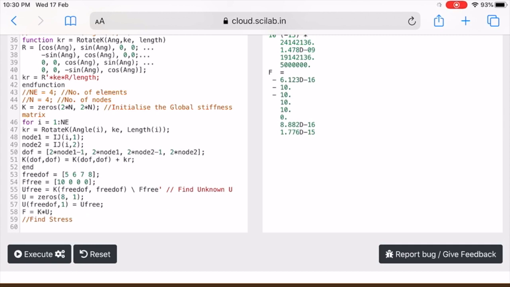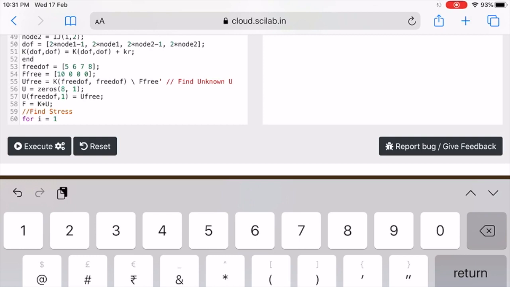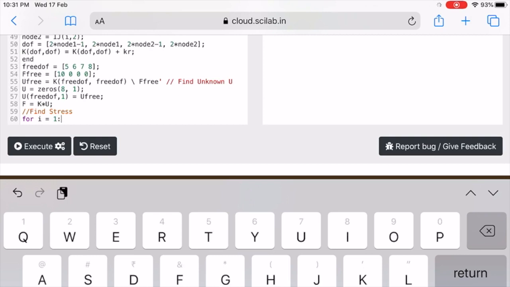Let's find the stress. So we have U, which is an 8 by 8 system, meaning a total of 8 degrees of freedom. So for every element we can find out the stress now. We can write a for loop for i equal to 1 to the number of elements, so for every element we can find it.